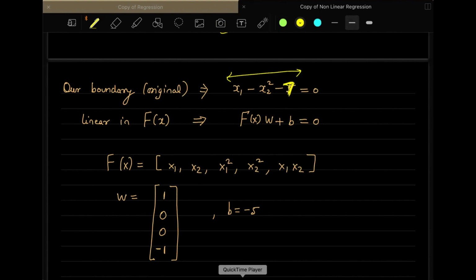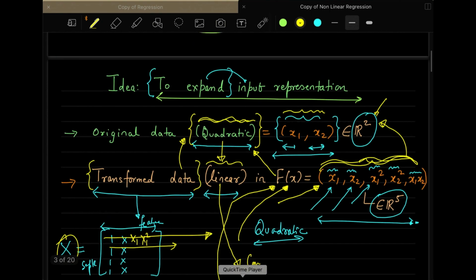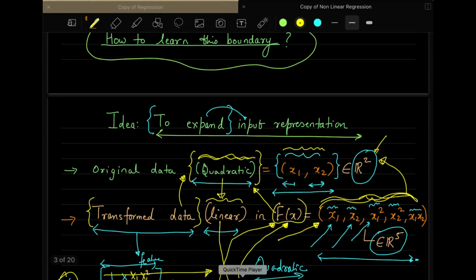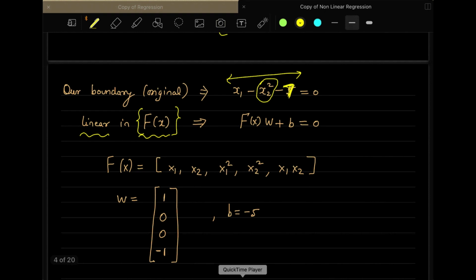Now the claim is that this boundary which we have discussed, which we are saying is quadratic by seeing this term, is linear in F(x). F(x) is a set having the expansion of the features. Please note this is F(x). So now you have x1, x2, x1 square, x2 square, x1x2. Our claim is that it is linear in F(x).